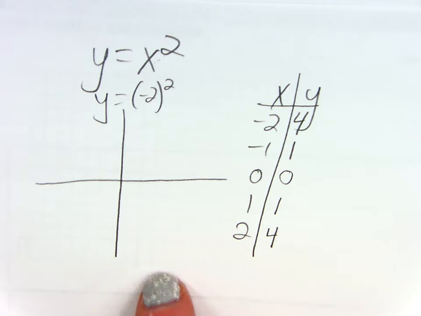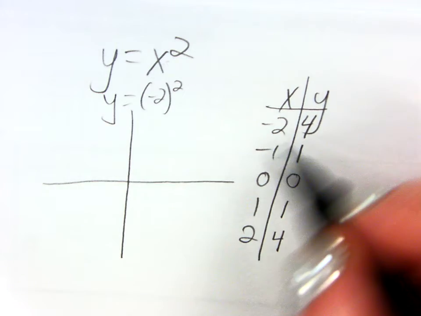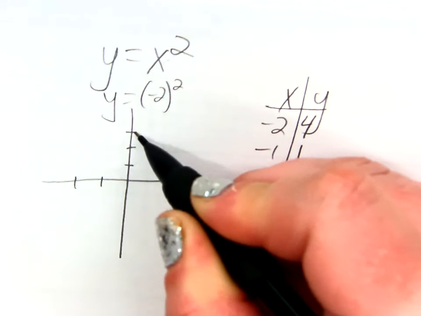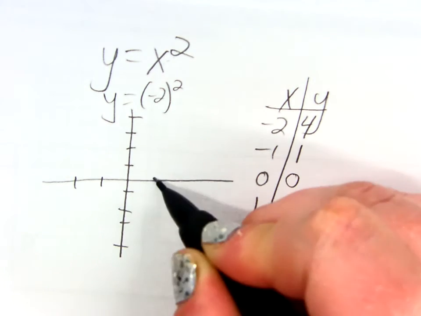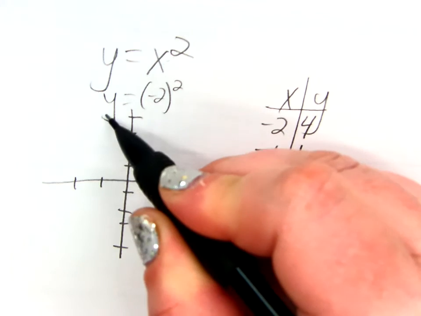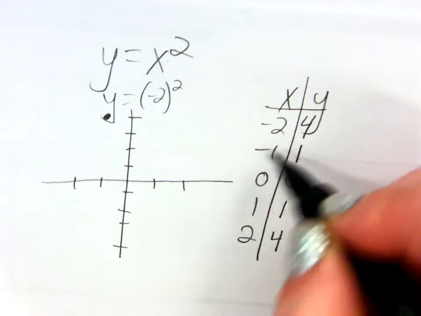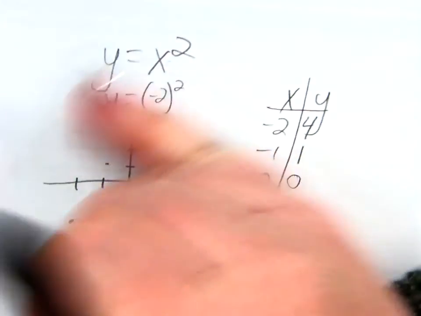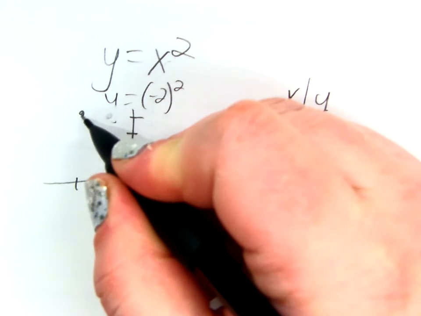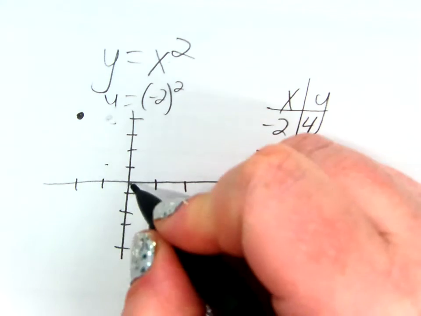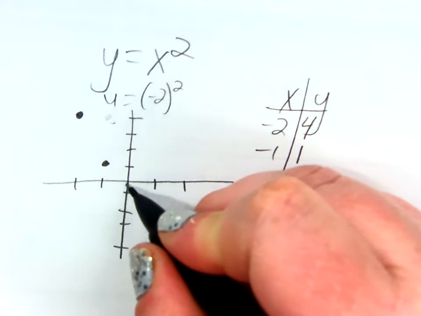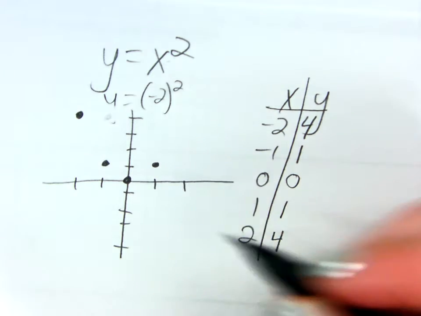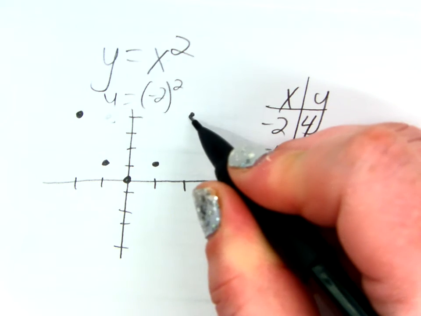These ones do not end up in a straight line. Watch this. So -2, 4. Okay, if I do -2, 4, that's here. -1, 1. Oh, I did -1, 4. Oh, Miss Savia, you're so silly. There's -2, 4. -1, 1. 0, 0. 1, 1. 2, 4. Check this out.